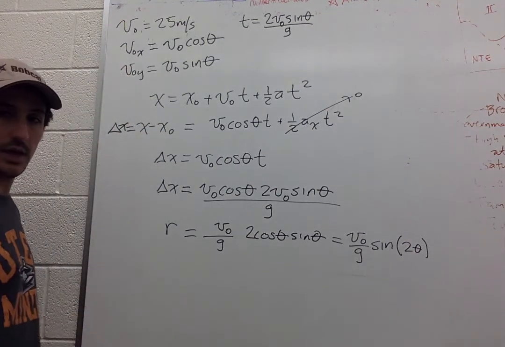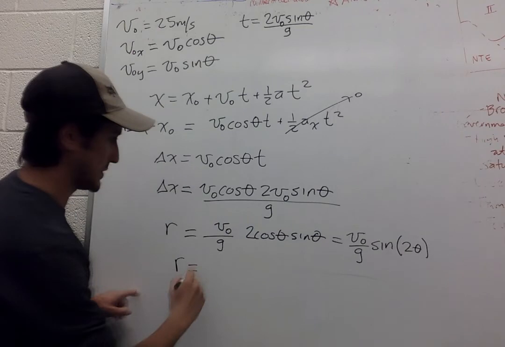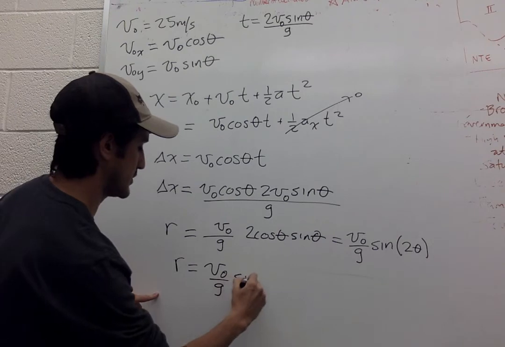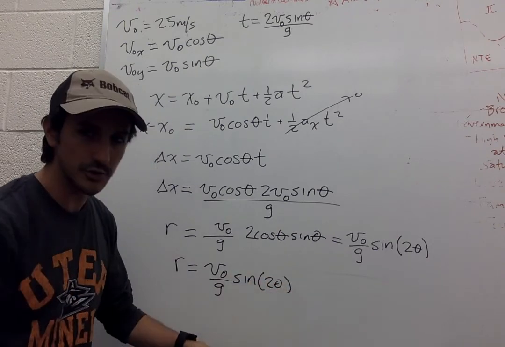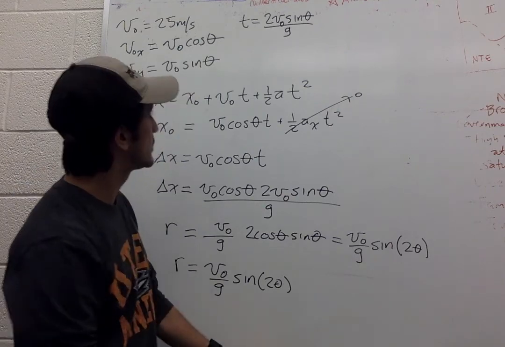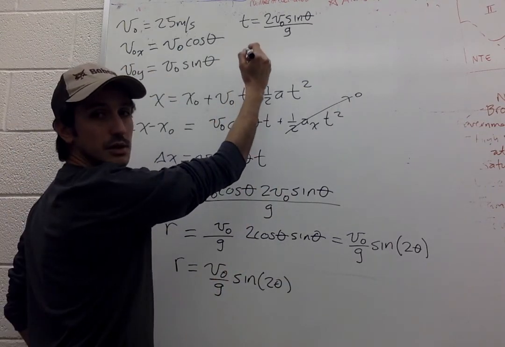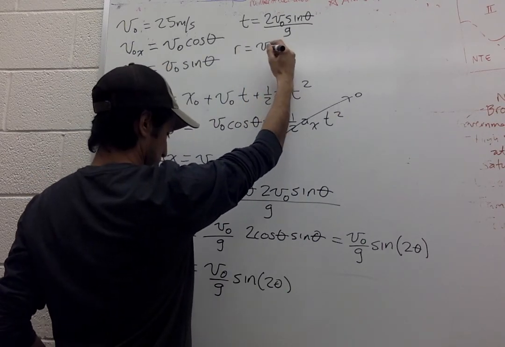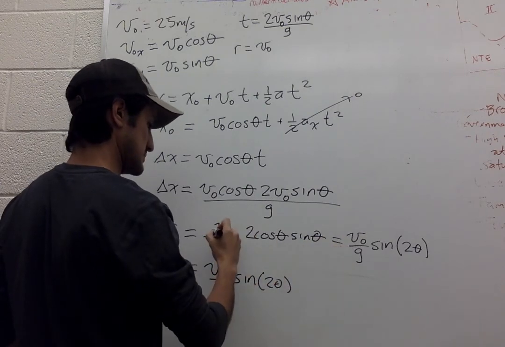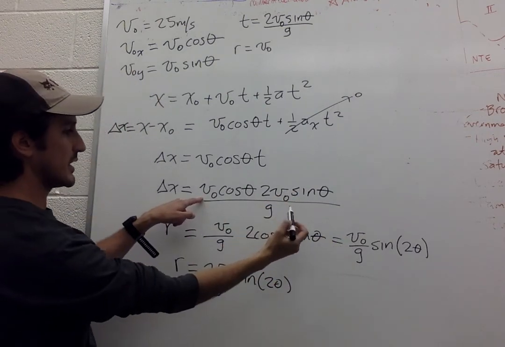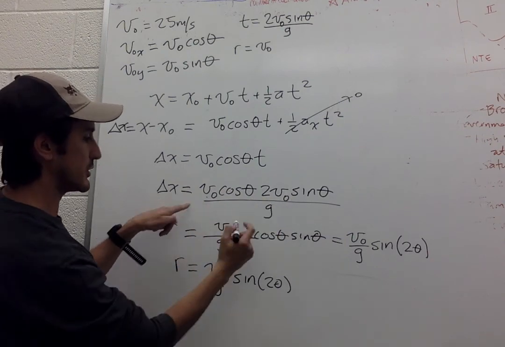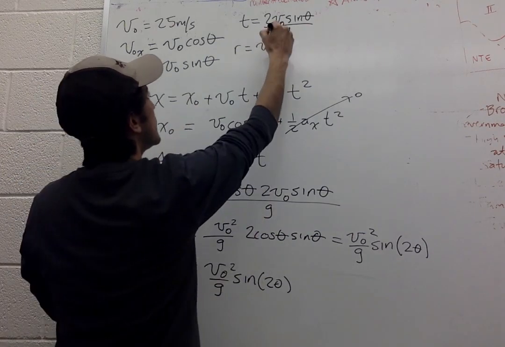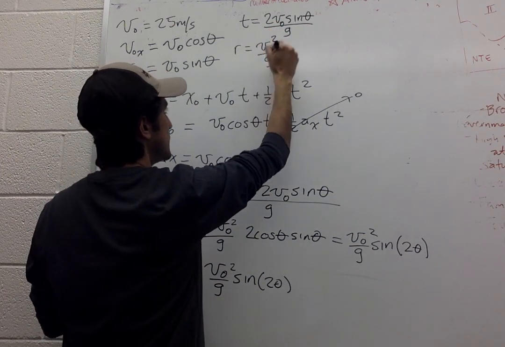So we got the range. It's going to be v naught over g sine 2 theta. Again, this is a completely general result, so I'm just going to put it up here. You still see it? Yes. I was missing the square. So you have the v naught here and v naught here, so this is v squared. Sorry about that.